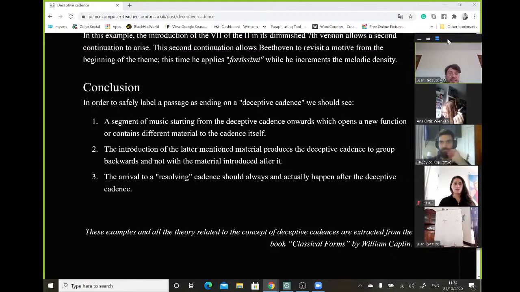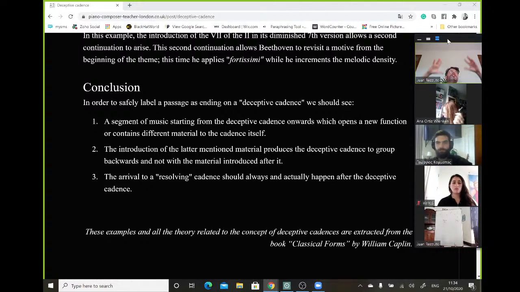Then, second point, the introduction of the latter-mentioned material causes the deceptive cadence to group backwards. That is exactly what I have told you now, and not with the material introduced after. And 3, the arrival to a resolving cadence should always actually happen after the deceptive cadence. If you don't have a perfect authentic cadence after what you believe is a deceptive cadence, then you might not have a deceptive cadence where you believe that you have one. You might have a deceptive resolution. A deceptive cadence needs an actual real cadence afterwards to be a deceptive cadence. Otherwise, it's not a deceptive cadence.